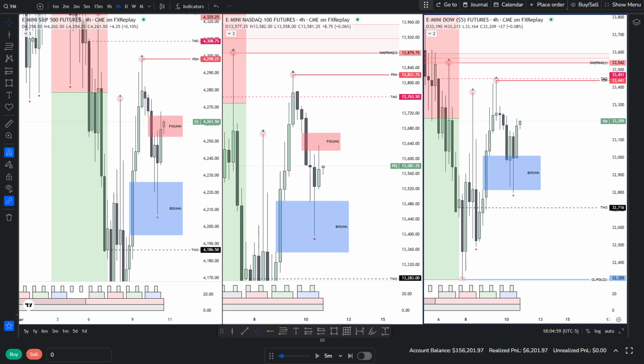So we are going to get into another backtesting session. If you recall, we were looking at CPI Thursday. Nothing really came about from the day.